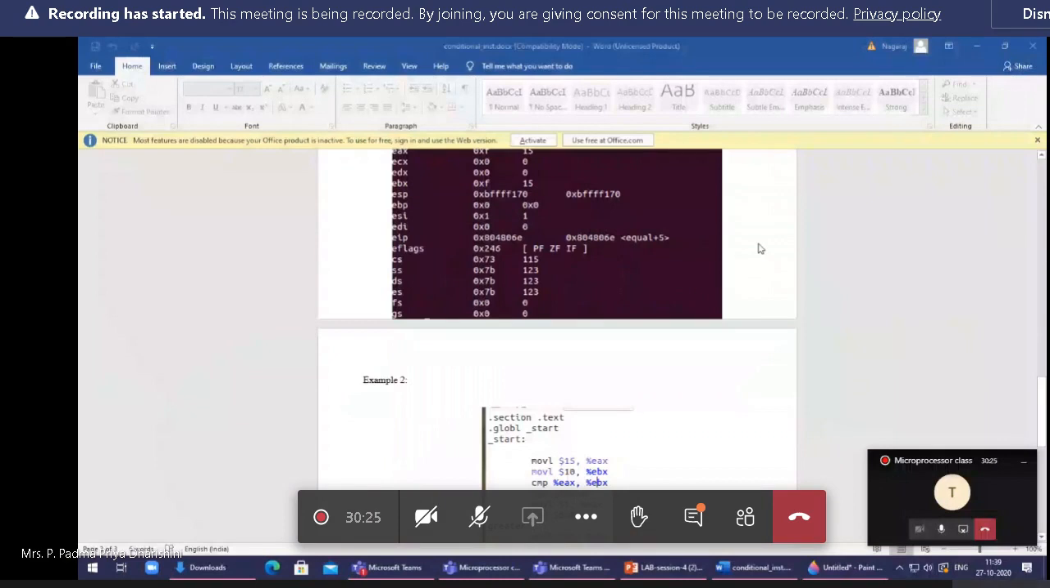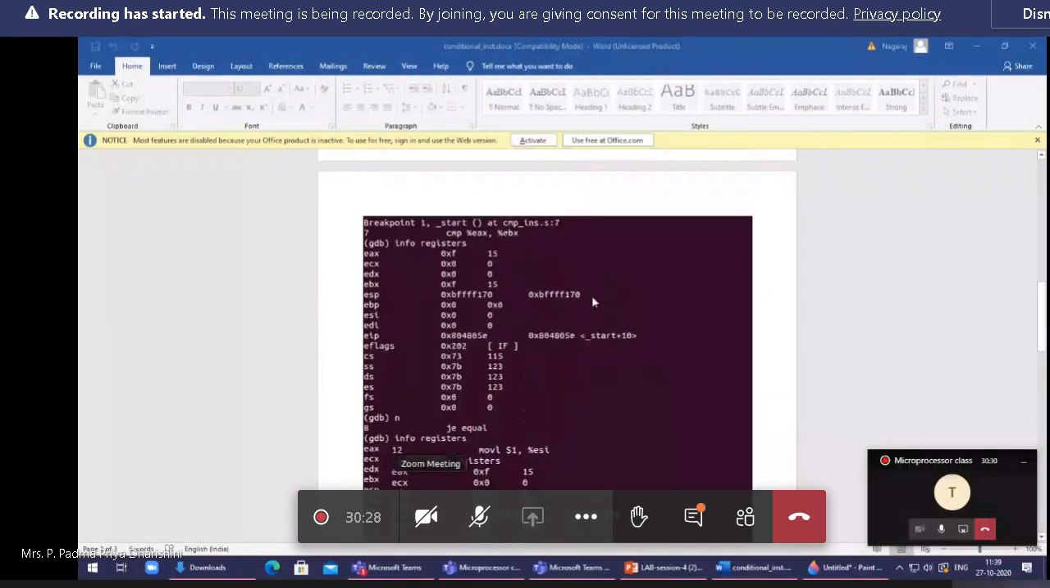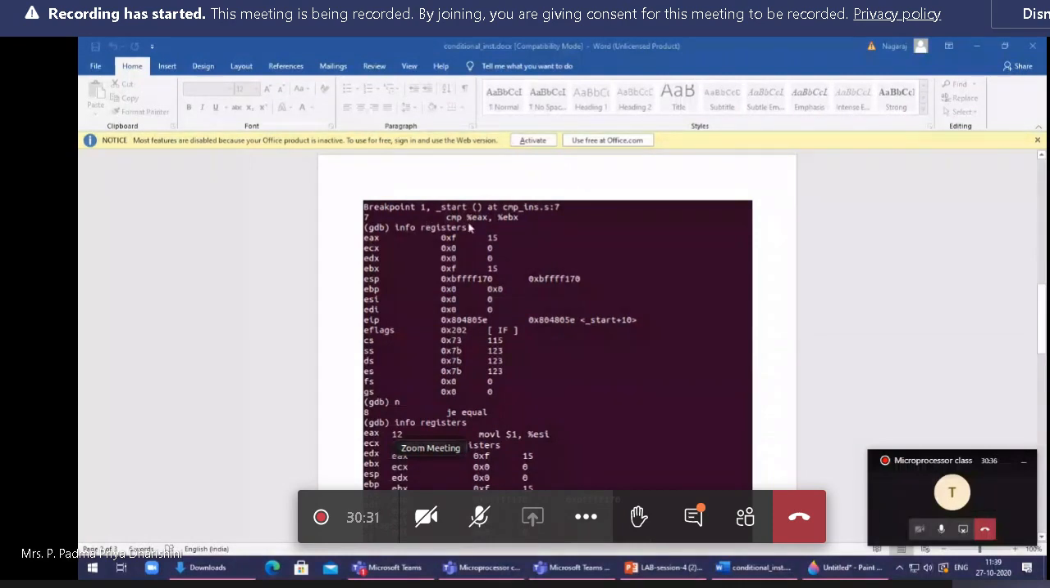So first you can see here, compare EAX with EBX. Before executing this instruction, the value of EAX is 15, the value of EBX is 15. And I told another important thing, EFLAGS, correct? In EFLAGS we have to see the results. We are interested in only the zero flag. When both the source and the destination are the same value, then the zero flag will be set. You can see in this EFLAGS, here only IF is there. That means it is the interrupt flag, which is enabled, and we are not interested in the interrupt flag.